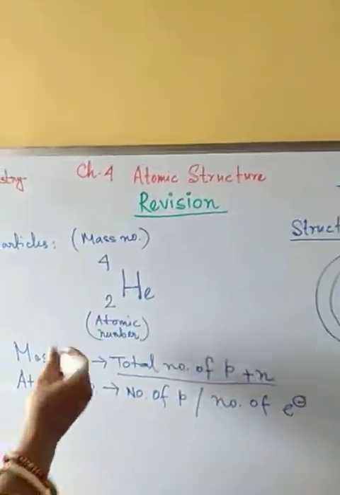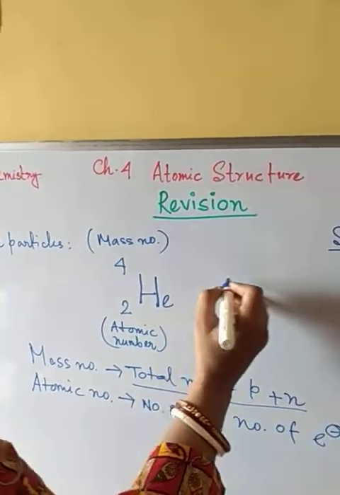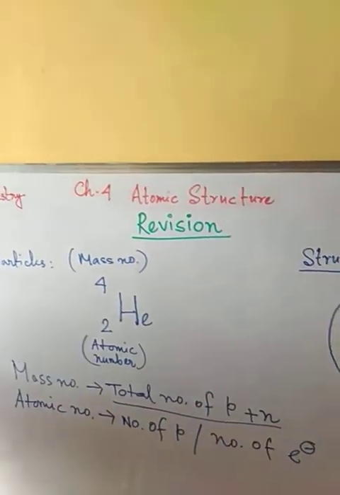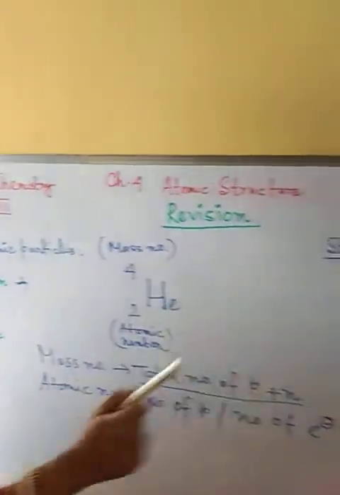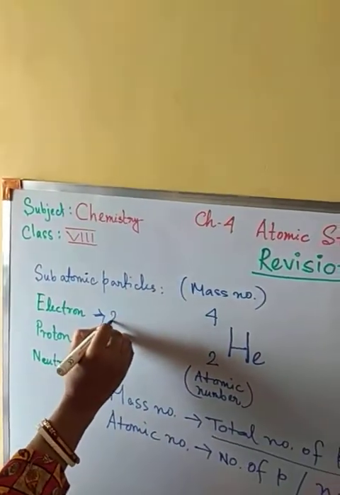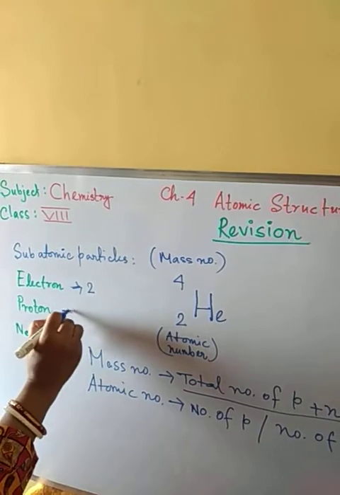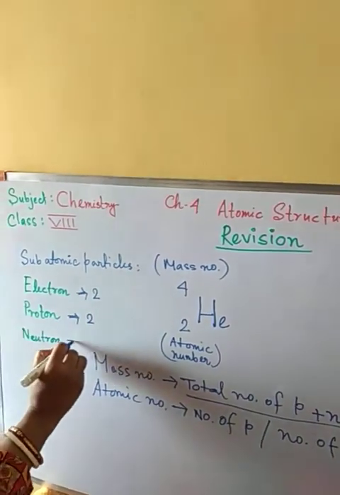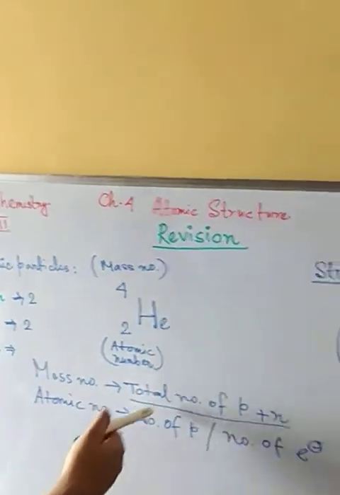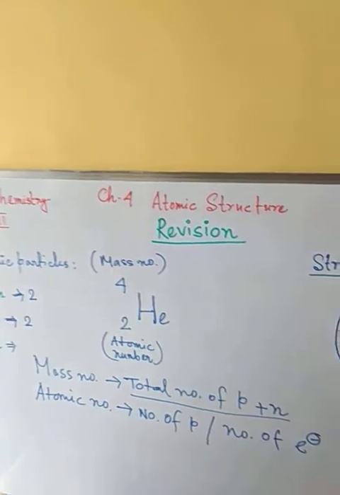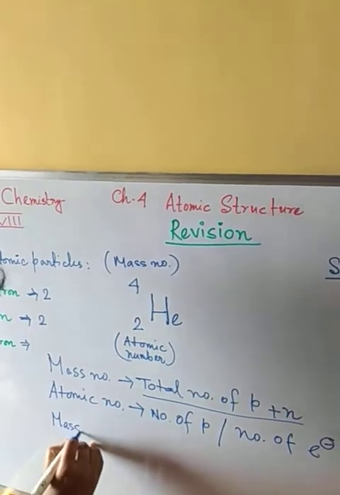So for helium, we know mass number is 4 and atomic number is 2. Now let us write down the number of 3 subatomic particles. As atomic number is the number of electron or number of proton, the number of electron we will get from the representation of helium, that is 2. Proton number is also 2, and let us calculate the neutron number. Number of neutron we will not get directly from this, but we can calculate it by mass number.